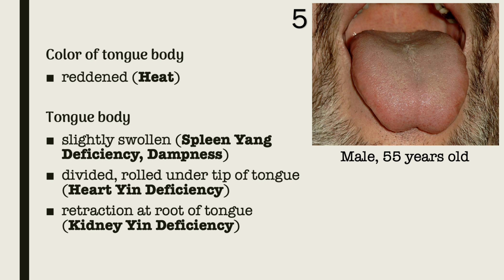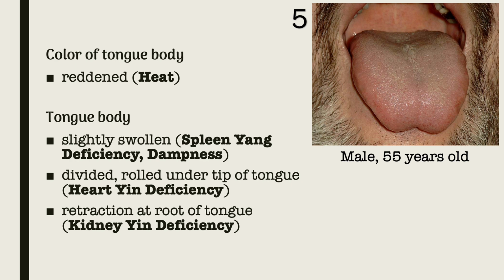Next is the tongue of a 55-year-old male. Color, reddened, indicating heat. Tongue body is slightly swollen, indicating spleen yang deficiency, dampness. Then notice the indentation at the tip.